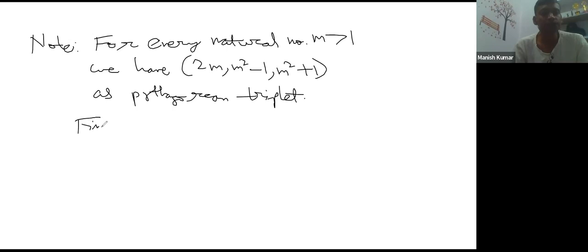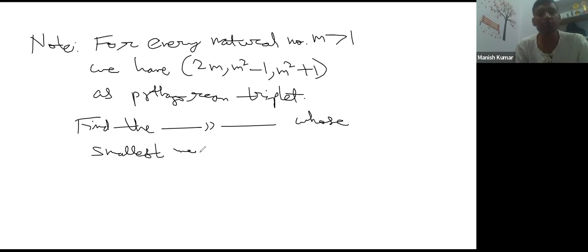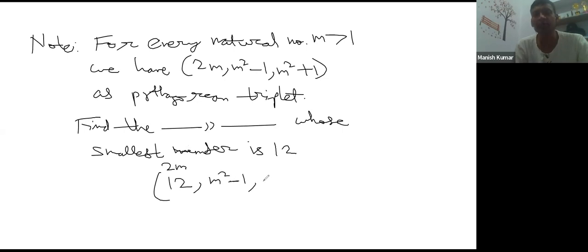Find the Pythagorean triplet whose smallest member is 12. Smallest member is 12 means the first will be 12. That means 2m will be 12, and then m square minus 1, and then m square plus 1. Isn't it? Nimisha, is this understood? Yes, sir.